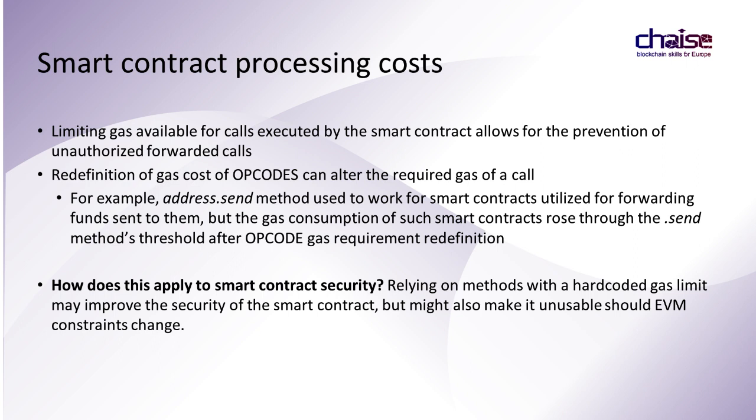How does this apply to smart contract security? Relying on methods with a hard-coded gas limit may improve the security of the smart contract, but might also make it unusable should EVM constraints change.